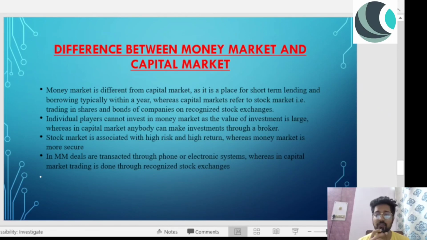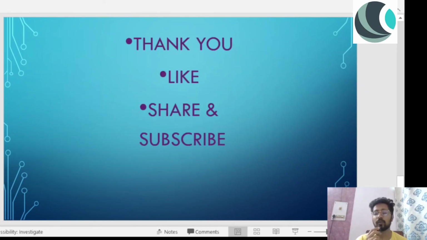Stock market is associated with high risk and return. We can say that in capital market there is high risk and reward, whereas money market is more secure. Money market deals are transacted through phone or electronic system, whereas capital market is done through recognized stock exchange. So these are the basic differences between money market and capital market. I hope everyone who's following the video is pretty much clear with the differences. That will be all for today's class.